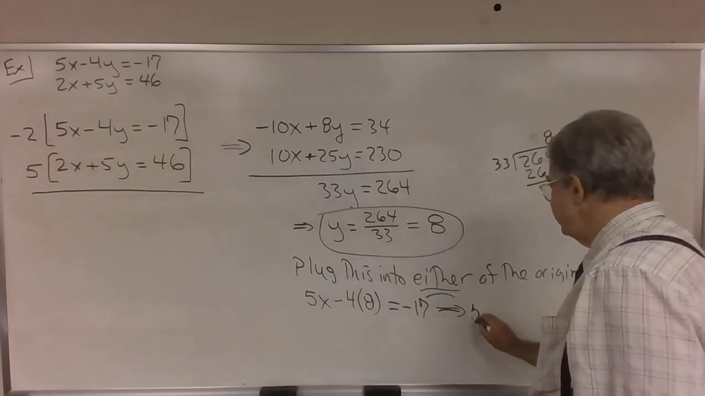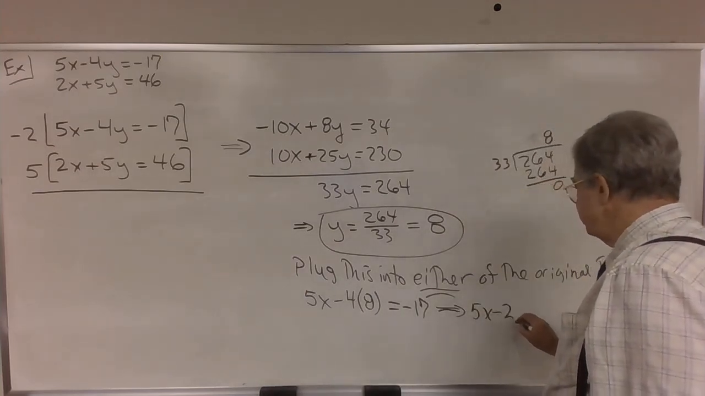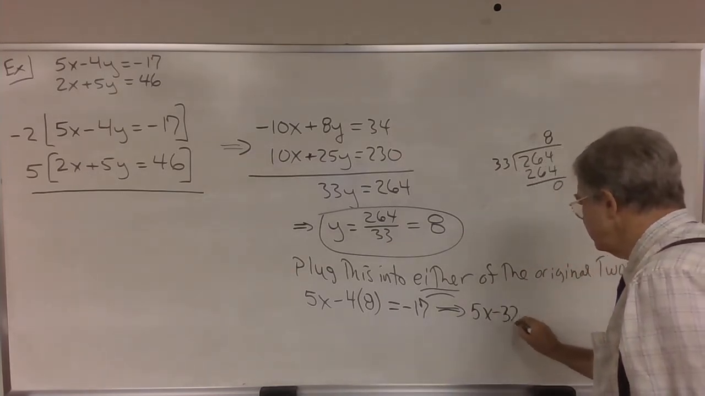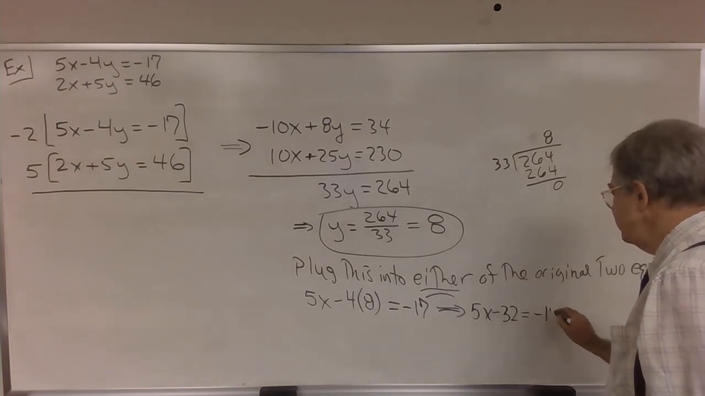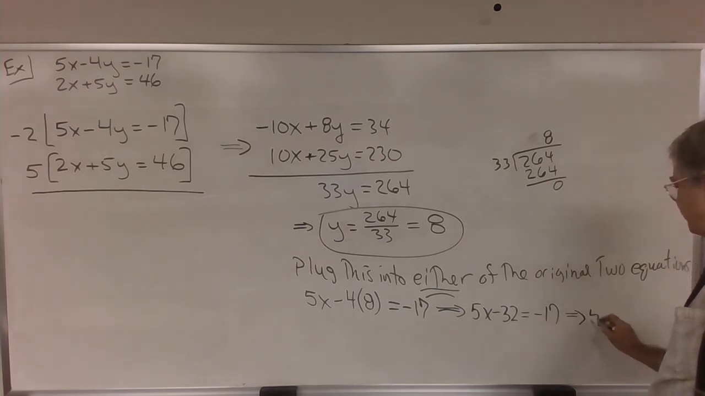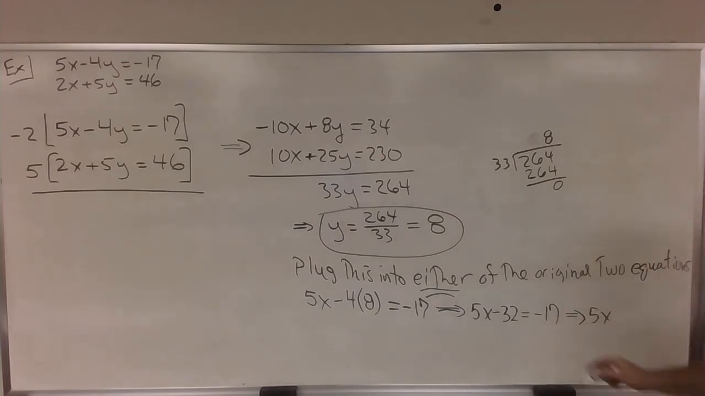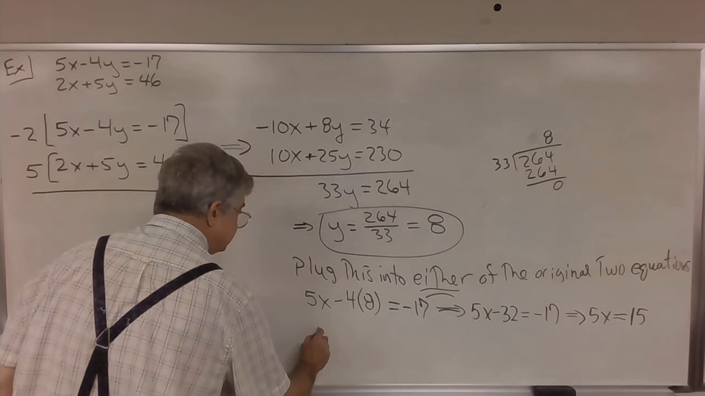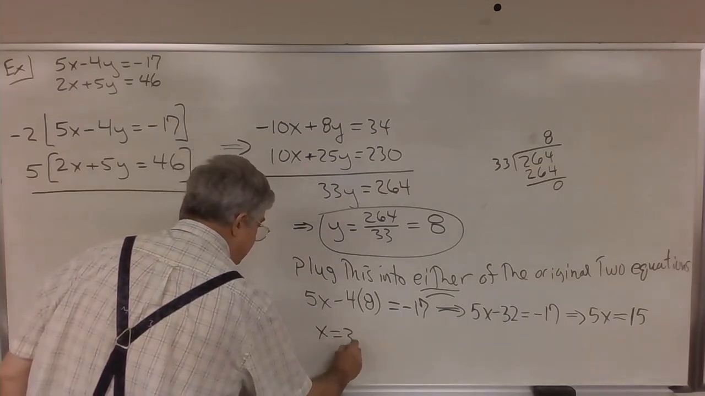Simplifying, we have 5x minus 32 equals negative 17. And now I'll add 32 to both sides. So 5x, let's see, 32 plus negative 17 is 15. 5x equals 15. Then I just divide both sides by 3. So I get x equals 3.